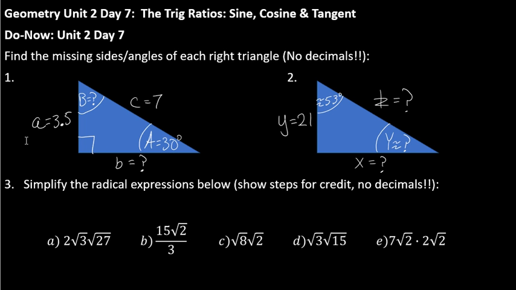All right, children, so this is going to be your Unit 2, Day 7 video. We're going to be talking about the trig ratios, sine, cosine, and tangent. Here's a little glimpse of your do now.